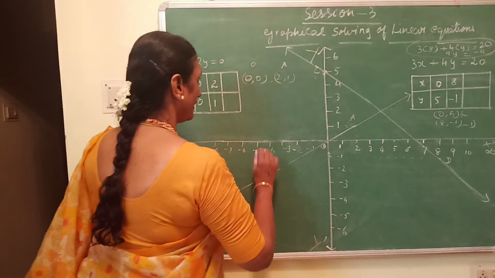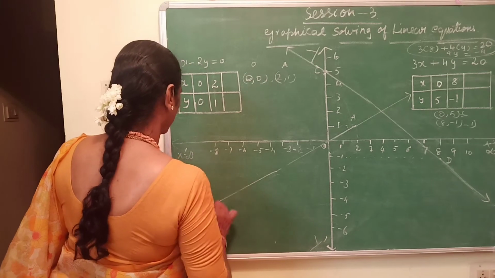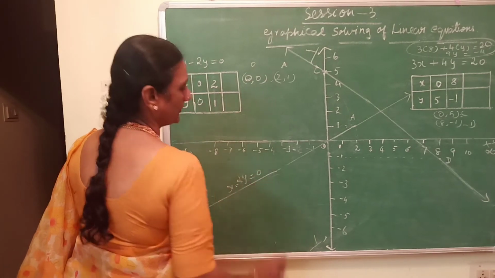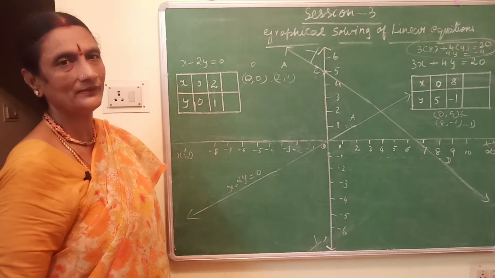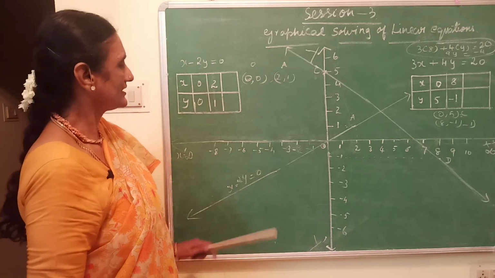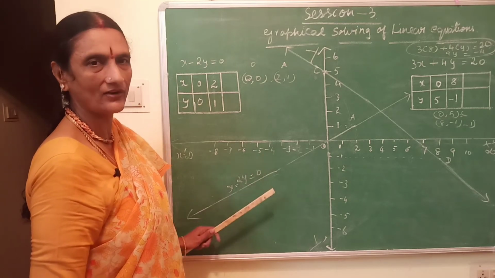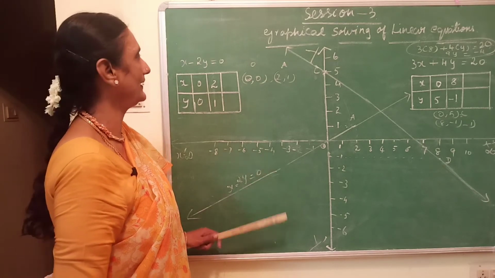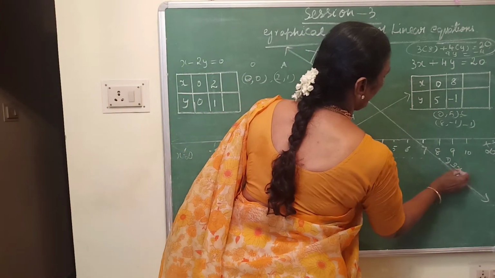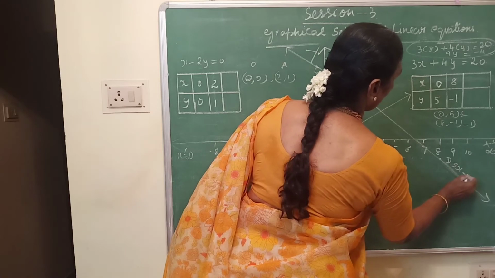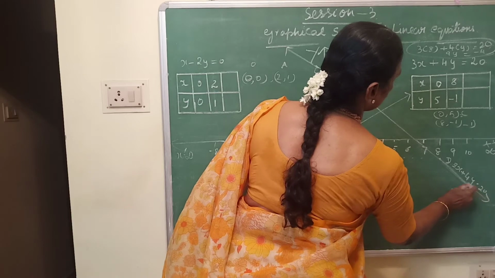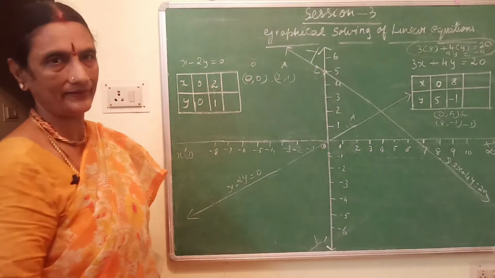And in order to avoid confusion, the moment a line is over, you have to write the equation. Otherwise, you will have a tendency to get confused. So this line is over. Immediately on top of it, you write the equation. Similarly, 3x plus 4y is equal to 20 is the second equation. You can draw like this.